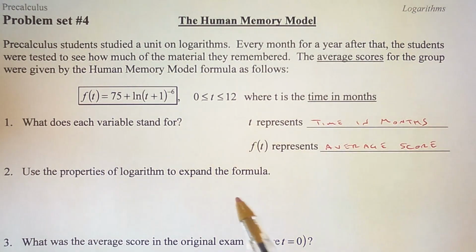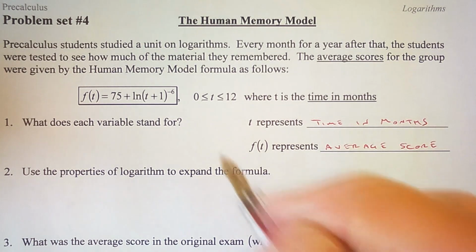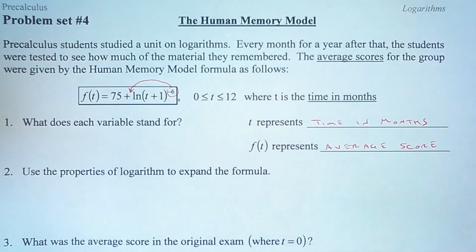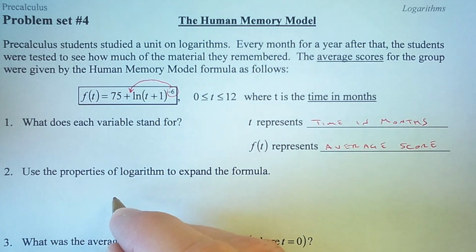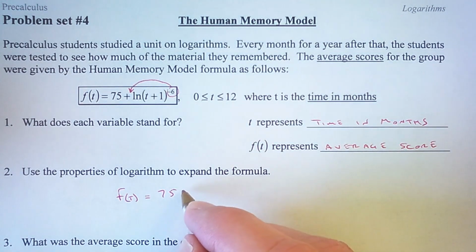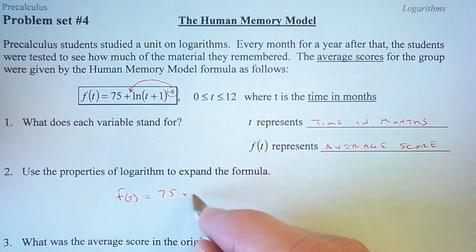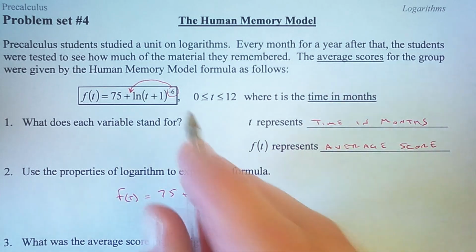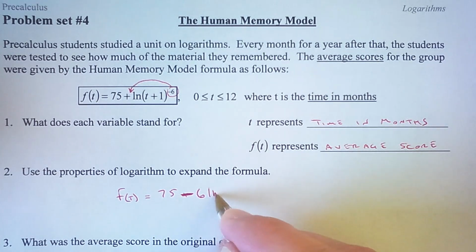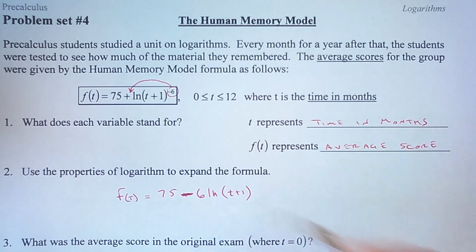Use the properties of logarithms to expand the formula. I have a power right here, negative 6, that can become a coefficient. So I can say f of t equals 75 plus, and that's actually going to be minus because I'm bringing over a negative 6. So f of t equals 75 minus 6 natural log t plus 1.